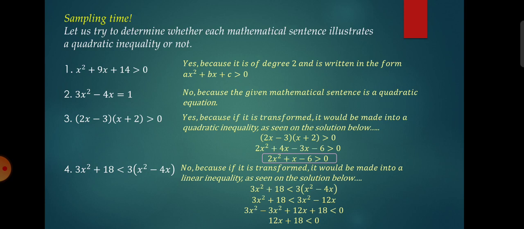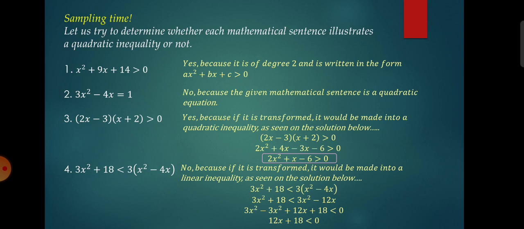We move the terms to the left side. So, we copy 3x squared. The 3x squared on the right side of the inequality, when moved, becomes minus 3x squared. The negative 12x on the right side, when moved to the left side, becomes plus 12x. Then we copy plus 18, then copy less than. So what remains on the right side is 0.